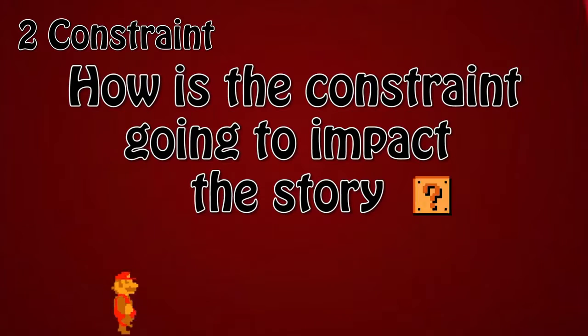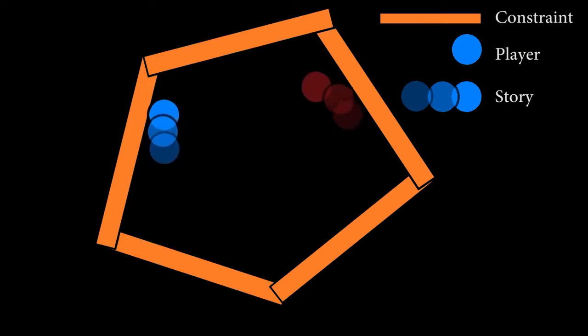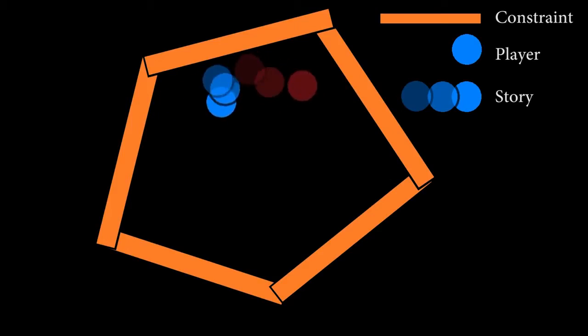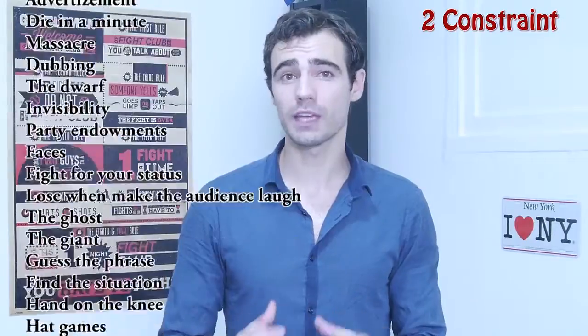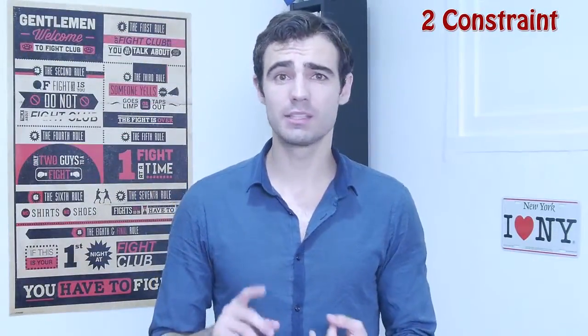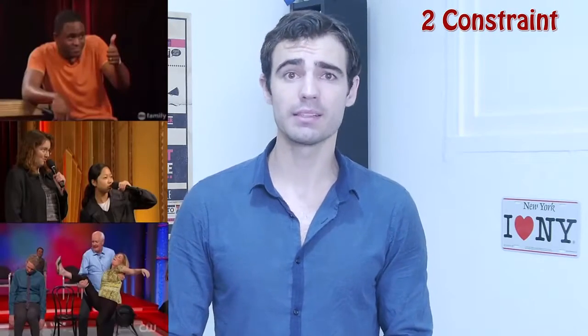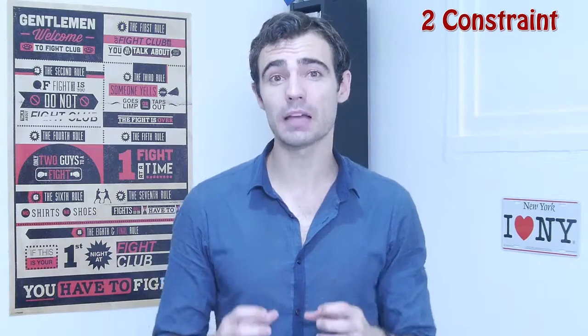2. The constraint. The question is, how is the constraint going to impact the story? The game ends when the story is over. We will talk a bit more about it when we'll be talking about the storytelling, but since it represents half of the improv games, I have to talk about it. You can clearly see that in games like dubbing, sound effects, or the puppets, the focus is clearly on how the constraint is going to impact the story.